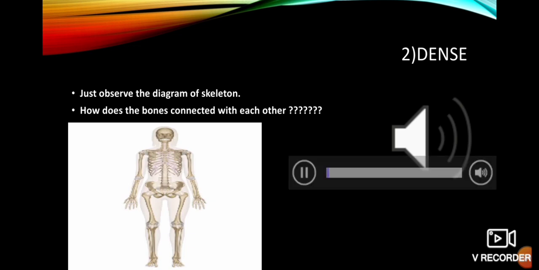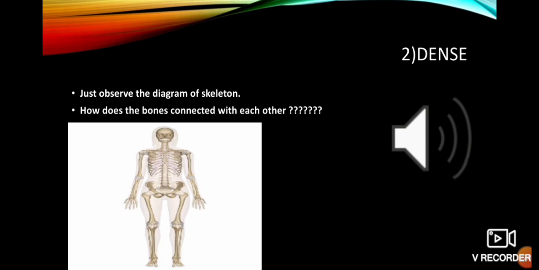Now from here we are going to actually deal with the types of tissue. The first type is the dense connective tissue. Now to understand this, let us talk first about the skeletal system. What is the function of skeletal system in your body? Skeletal system, what does this mean? It means that many bones are present. All these bones together have been named as skeletal system.